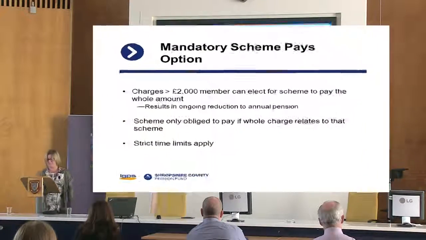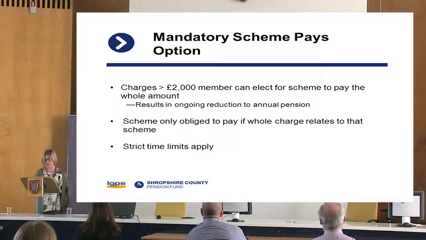Right, what is mandatory scheme pays? Well, if a charge is greater than £2,000, they can elect for this option, which means the pension fund will pay the tax on their behalf, and then we would reduce their pension permanently on retirement. The reduction is calculated by dividing the tax due by a Government Actuary's Department factor, which is based on age and gender. The scheme is only obliged to pay the whole charge which relates to that scheme.